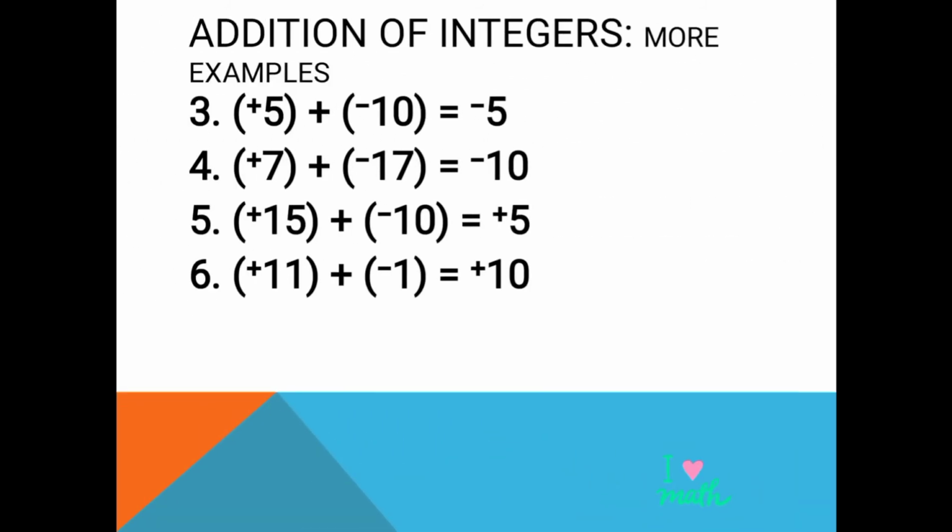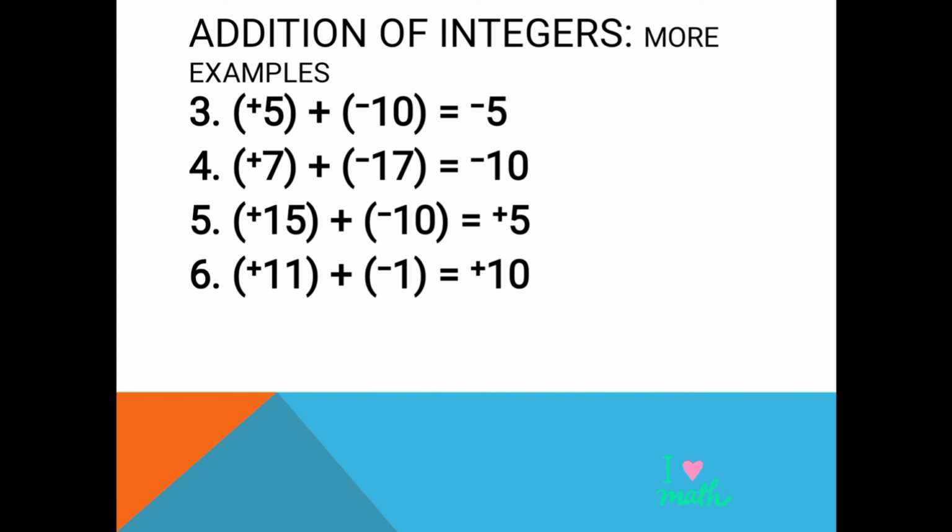Okay, another more examples in addition of integers. Number 3, given positive 5 added to negative 10. Again, you will have different signs. So all you have to do is to subtract the numbers, then copy the sign of the bigger number. So positive 5 added to negative 10, the result is negative 5. Why? Negative has the bigger number, 10 compared to 5. That's why you're going to copy the sign of the bigger number. Since it is negative, you write negative 5. That is the final answer.